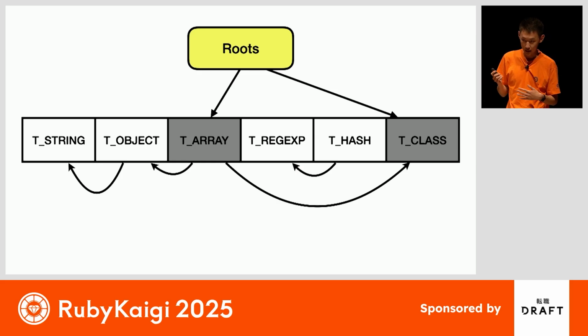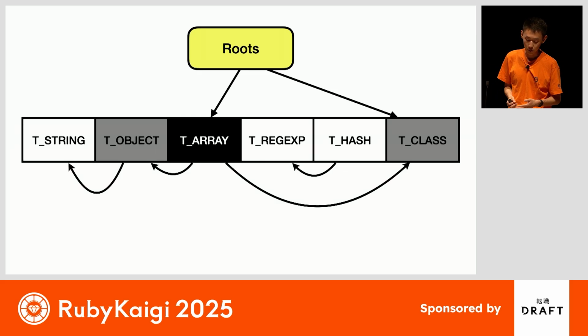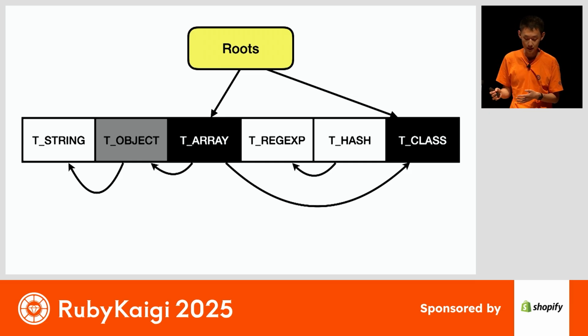So let's pick the gray object here. And so here, let's pick the array. And let's traverse the children of the array. And we mark this array as black, and we mark the children of the array as gray, which is the object in this case. The class here is already marked gray, so there's nothing we need to do. And then let's pick the next gray object, which is the class. And since this class refers to no objects, there's nothing we need to do.